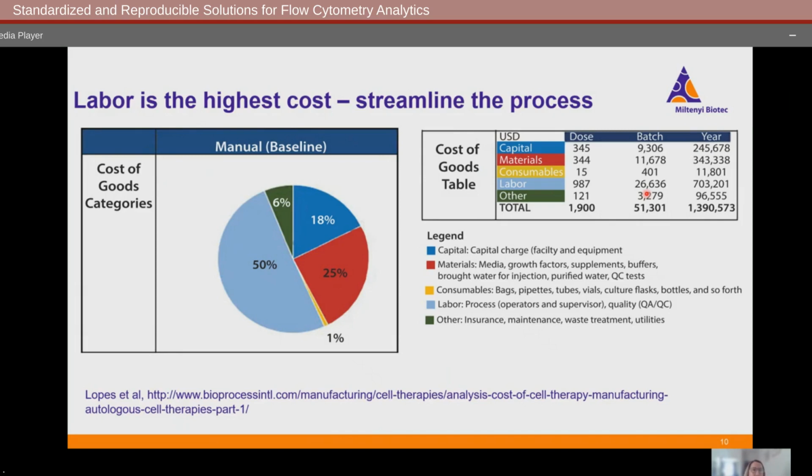Looking at this particular study, labor far and away compared to capital equipment, materials, consumables, and other types of costs, is the highest cost in generating a cell therapy for the patient. There's of course a whole suite of analytical processes that come into that labor component for autologous cell therapy production, and this includes that flow cytometry analytics. So today I'm going to get into ways that we can streamline this and make it a lot more cost-effective, faster, and easier for that analytics qualification process.